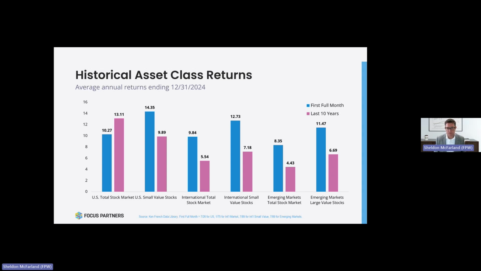So if you've got those securities in your portfolio, right, you should be confident, feel comfortable owning those going forward, because at some point they're probably going to do better.